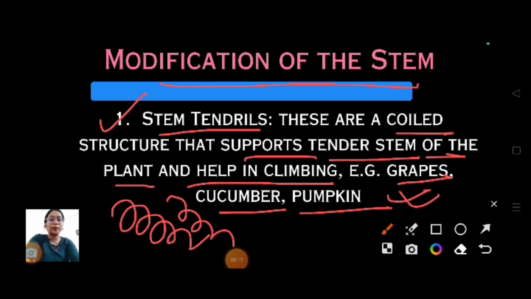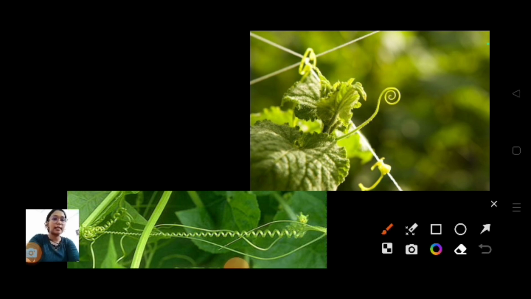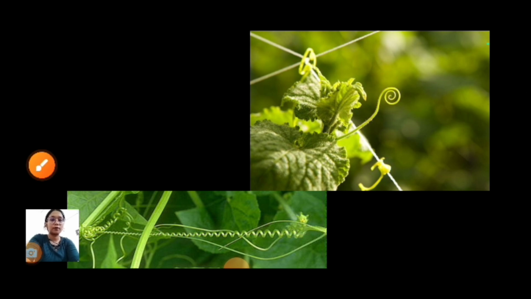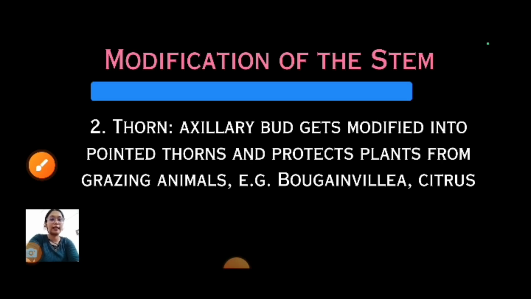Is it clear? This is the first modification, that is stem tendrils. I'll show you a picture. See, this is a stem tendril. See how it is a highly coiled structure. Okay, then this is a picture of a pumpkin plant. This one. Then moving on to the next slide.